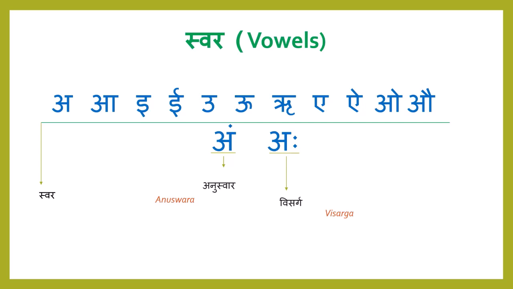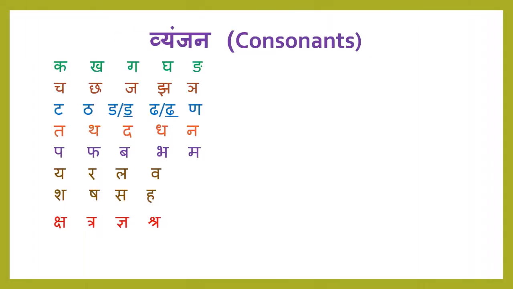Now next we move on to the consonants. Vyanjan, the consonants. Why are these in a different set other than the vowels? Because Vyanjan requires the support of swar for their sound. Let's read them in short.